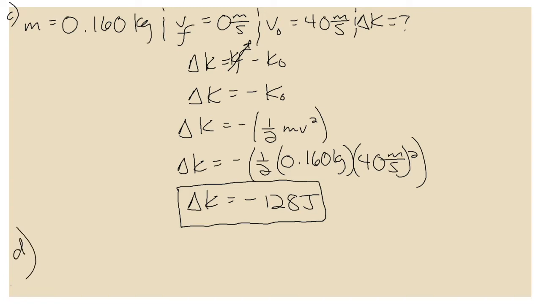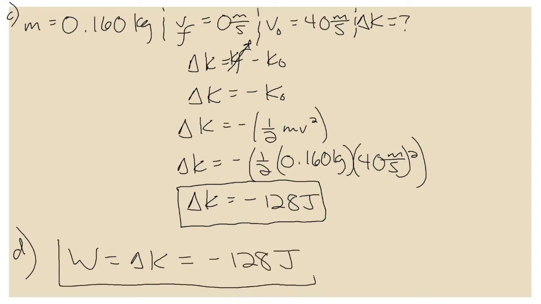And because part D asked us what is the amount of work done on the ball, well, according to the work-energy theorem, the work is equal to the change in kinetic energy, so it's just negative 128 joules. Now, we've talked about this already in our notes, but I don't think we've ever solved a problem to this effect, so it's just important to mention here.